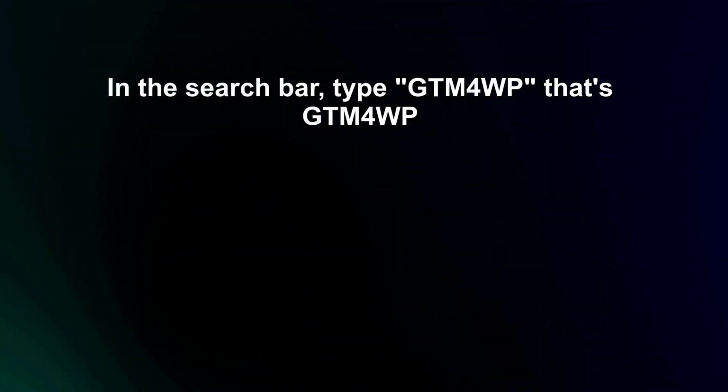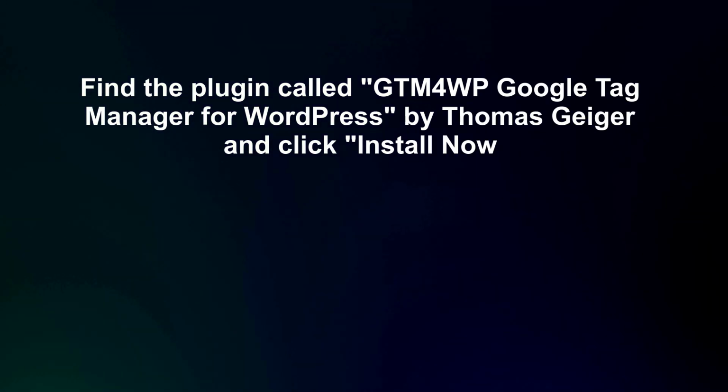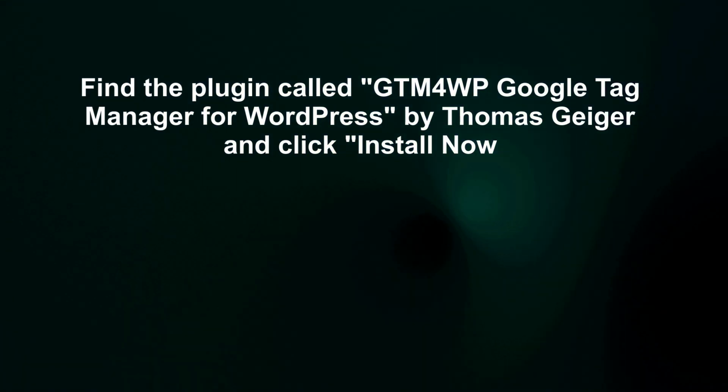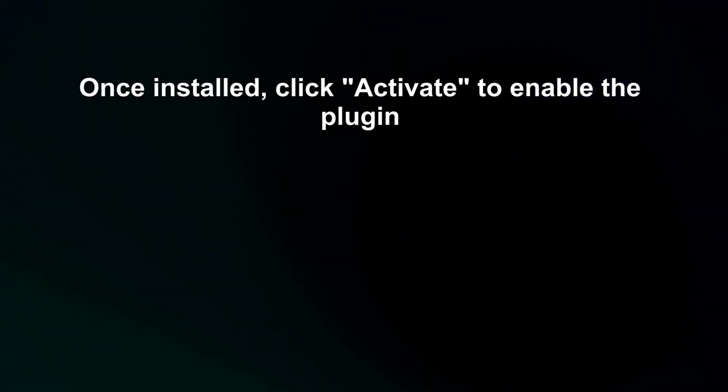In the search bar, type GTM for WP, that's GTM for WP. Find the plugin called GTM for WP Google Tag Manager for WordPress by Thomas Geiger and click Install Now. Once installed, click Activate to enable the plugin.